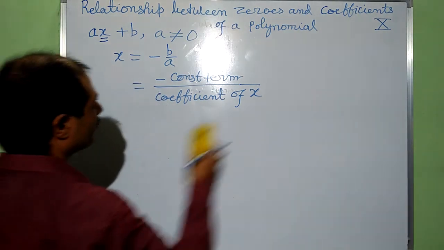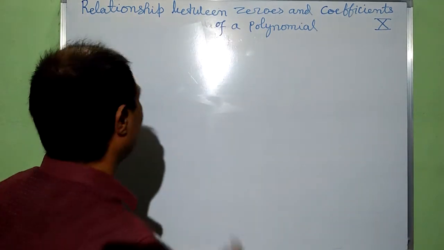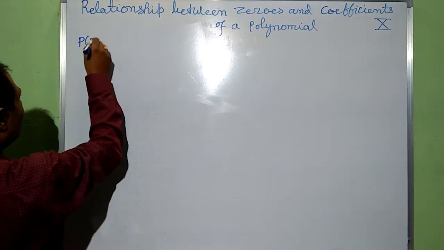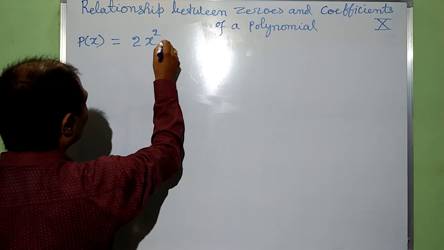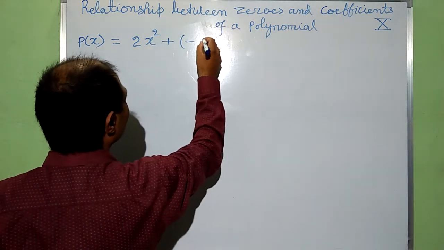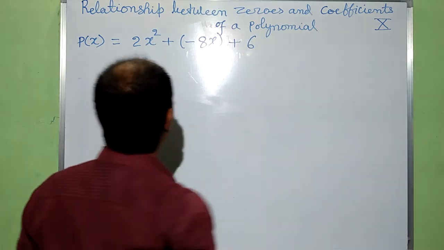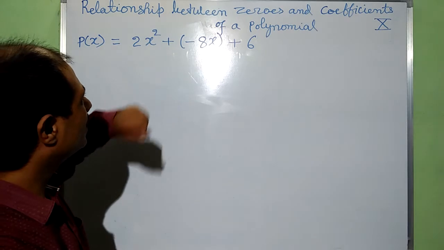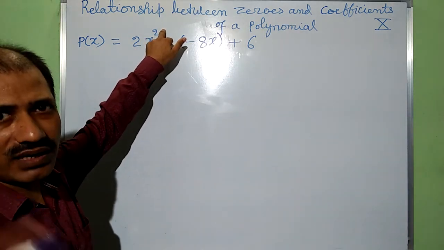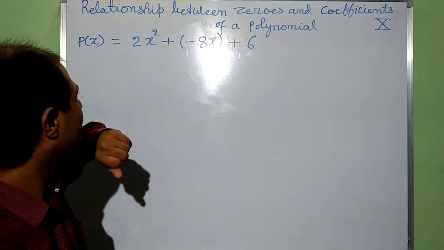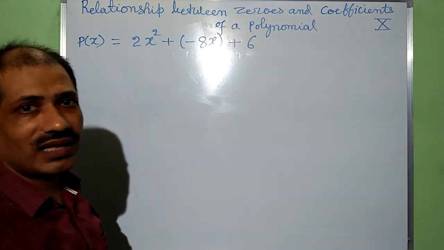Now I am going to take an example of a quadratic polynomial. As we know, p(x), suppose there is a quadratic polynomial 2x square minus 8x plus 6. First of all, we have to find its zeros. Here the maximum degree is 2, so it is a quadratic polynomial. We have to find its zeros, and it is easy to find with the help of factorization.